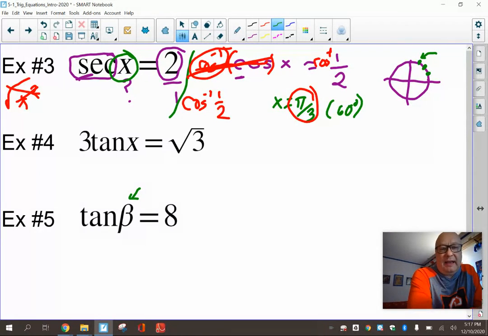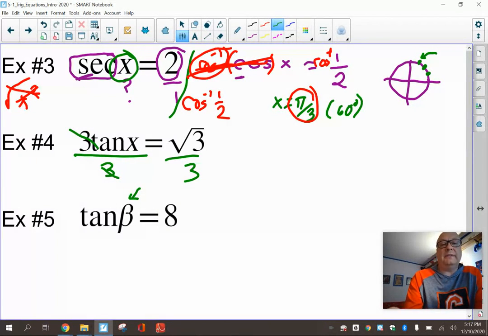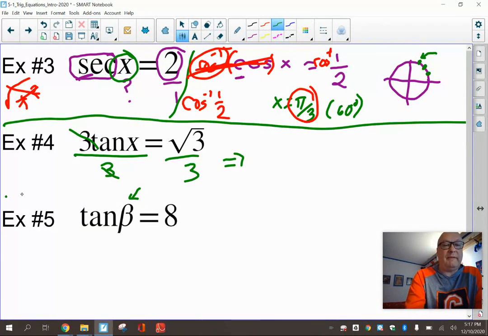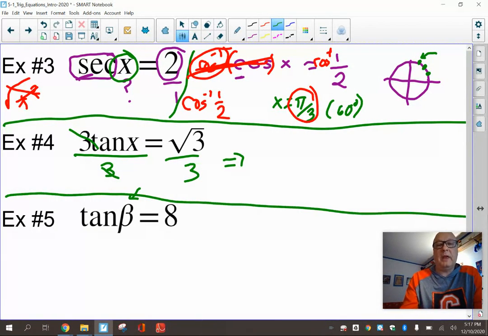So just like in regular math, you're going to try to isolate the x, or in example 5, the beta. Now 4 doesn't have the tangent alone. So we're going to have to really get that tangent alone by dividing by 3. So that leaves us with, I'm going to put a little arrow over here. I'm going to try and isolate these problems. I'm running out of room and I'm writing on my very small laptop here. So then I get tangent of something equals the square root of 3.